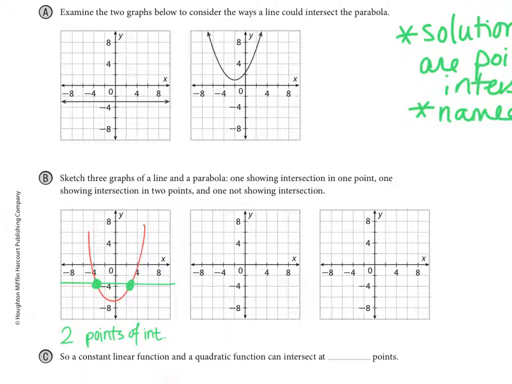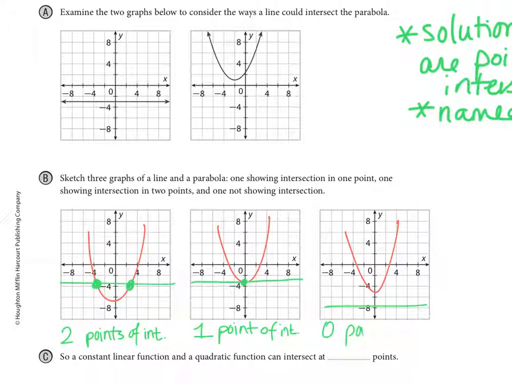All right, or we could have this parabola, and this line could be tangent, if you remember that from geometry, just that it's touching in one single point. So that's going to be one point of intersection. And then the last option would be you could have this parabola and the line's not going to be touching it at all. So it's not that they're parallel, but they're just never going to intersect. So that's going to be zero points of intersection. All right, so we're going to look at two methods, graphing and then some algebra to solve these. So let's look at both of those.